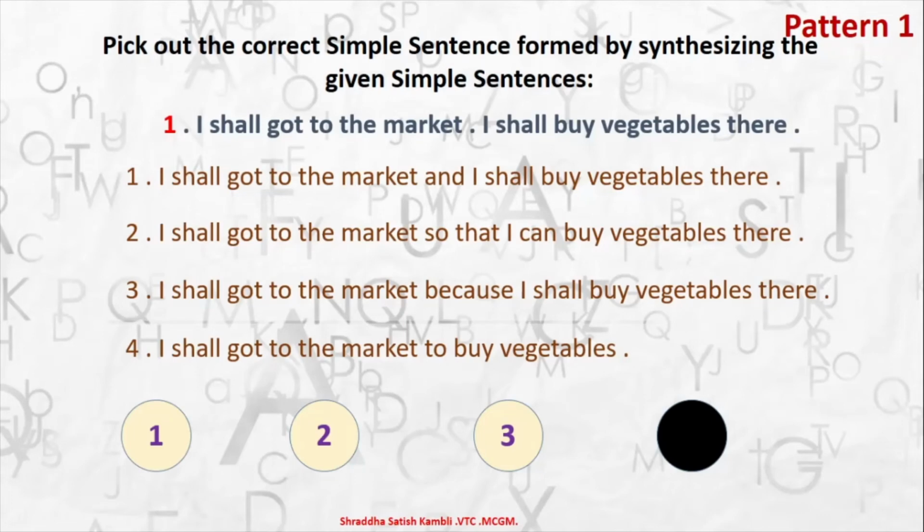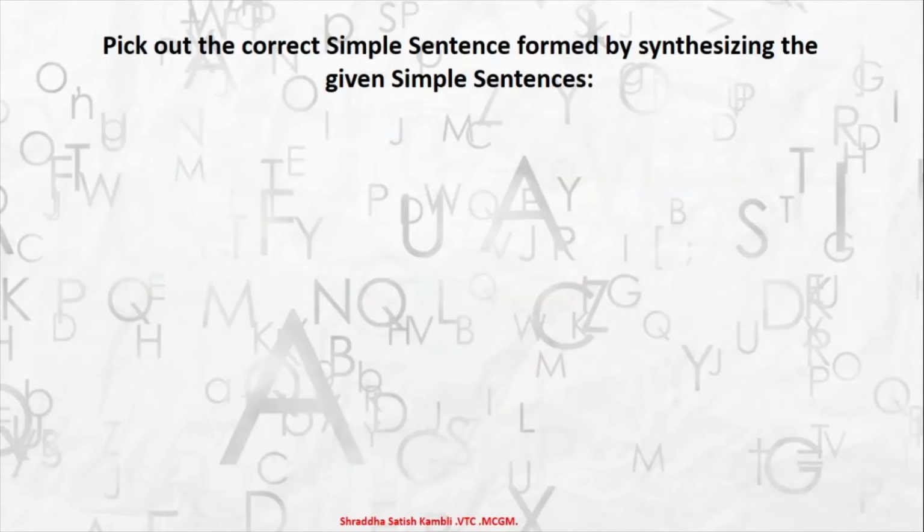So see, what have you done? You have combined two simple sentences. I shall go to the market and I shall buy vegetables there. These are the two simple sentences. You have put them together and made a new simple sentence: I shall go to the market to buy vegetables. Alright, come on. Now let's see 4 more examples in this particular pattern. Pick out the correct simple sentence formed by synthesizing the given simple sentences. He climbed up, he reached the top.